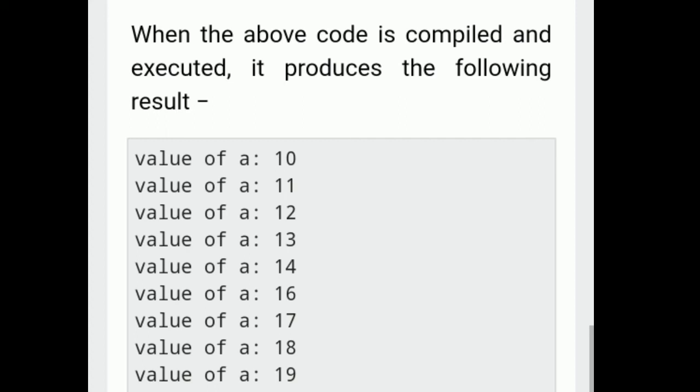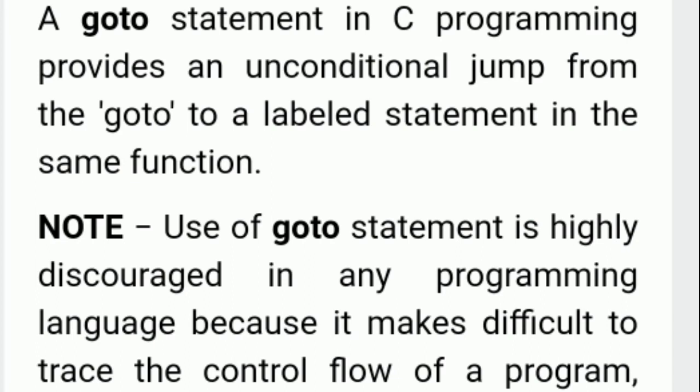Then you are going to the next one, the goto statements. In a goto statement, the C program provides an unconditional jump from the goto to a labeled statement in the same function. The label is in the same function.